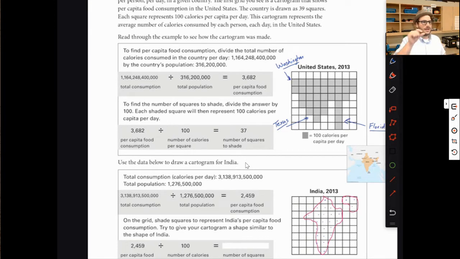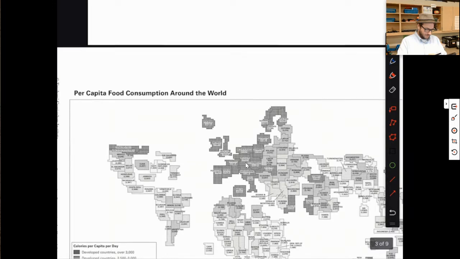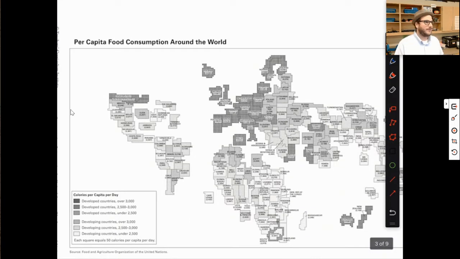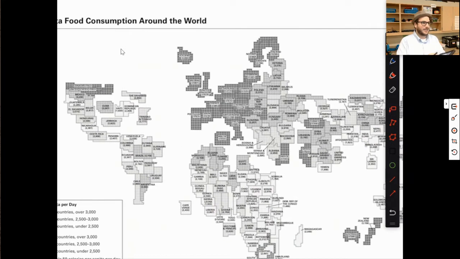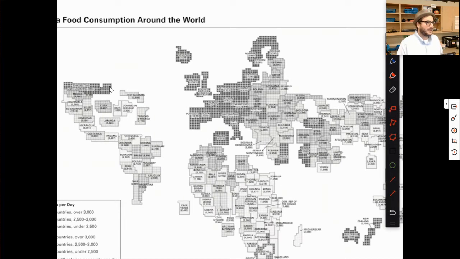All right. Now, for our uses, we're going to use these types of cartograms. They are made up of little dots. On the back of your handout, you have this. You're going to be using this one later. This is looking at the food consumption around the world per person in a country. Notice that it looks like a world map, and it's broken up into squares to help visualize the actual information.